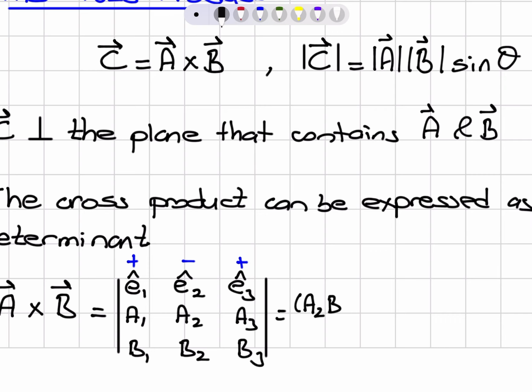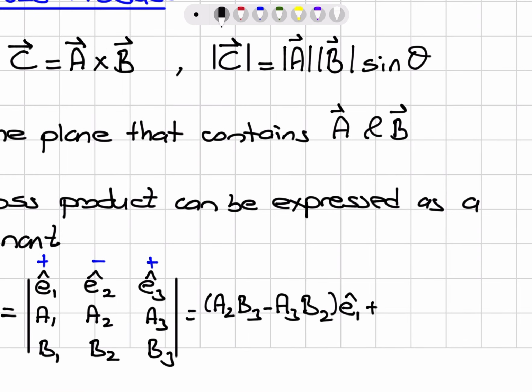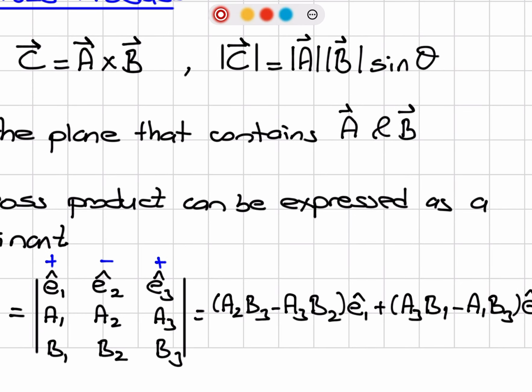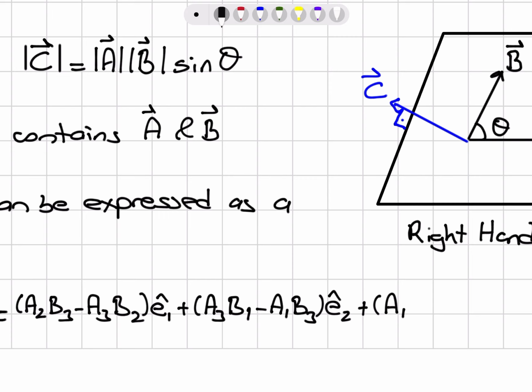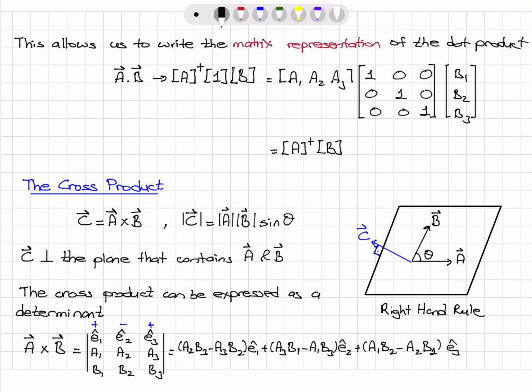A2 B3 minus A3 B2 times E1 hat. And then we have minus E2 hat times A1 B3 minus B1 A3, or A3 B1. So plus E2 hat times A3 B1 minus A1 B3. That's E2 hat. So I've applied the minus sign to the parentheses. And E3 hat times A1 B2 minus B1 A2. So this is plus A1 B2 minus A2 B1 times E3 hat. So that's how I write the cross product using the determinant.